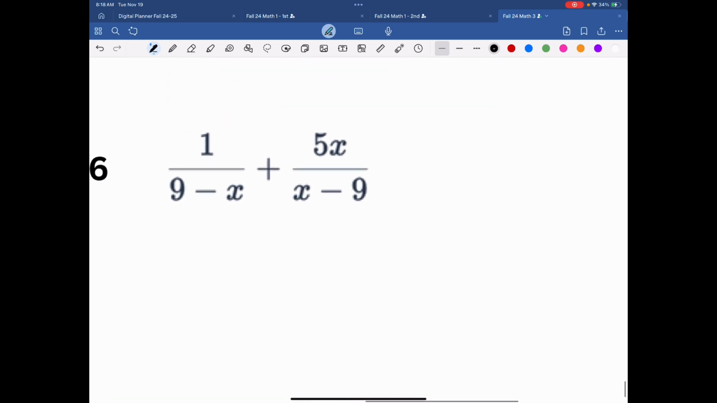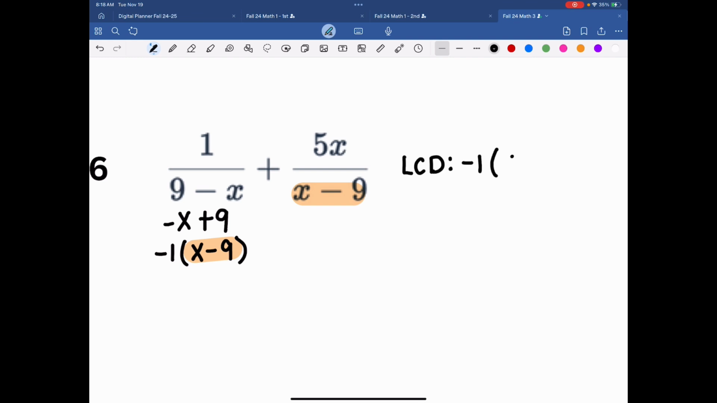Now, for number six, I wanted to show you the formatting here because if you notice, this right here is written, it looks the same, but it's actually backwards. The reason that it's backwards is because this is technically negative x plus 9. So whenever you have a situation like this where technically they're opposite signs, you can always pull out a GCF of negative 1. And that's going to turn that into positive x minus 9, which then gives me a common piece for our LCD.